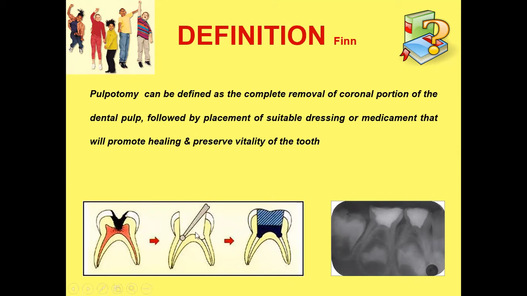So here you can see, this is the coronal portion of the pulp. You're just removing the coronal portion of the pulp and placing a suitable medicament that will promote healing, because there is pulpal inflammation. That's why you're removing the coronal portion of the pulp. So you're placing a suitable dressing or a medicament that will promote healing and preserve the vitality of the tooth. That is how Finn has defined pulpotomy.